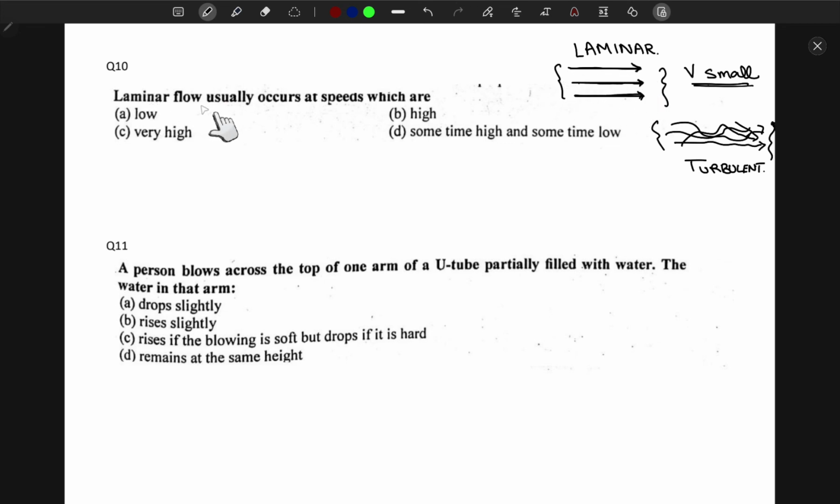So the laminar flow usually occurs at speeds which are low. They don't have to be high, of course not very high at all, and you cannot really have a laminar flow where sometimes the speed is high and sometimes it's low. That is also a turbulent flow, right? So the smoothness keeps changing, hence the flow is not smooth at all, and hence it's not a laminar flow, it would be a turbulent flow. So for laminar flow, your speeds should be very low. So the correct option is A.